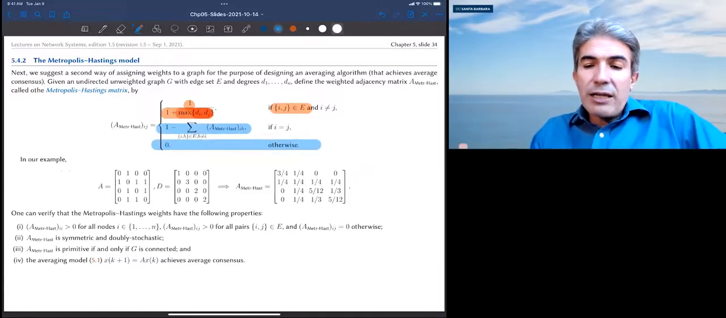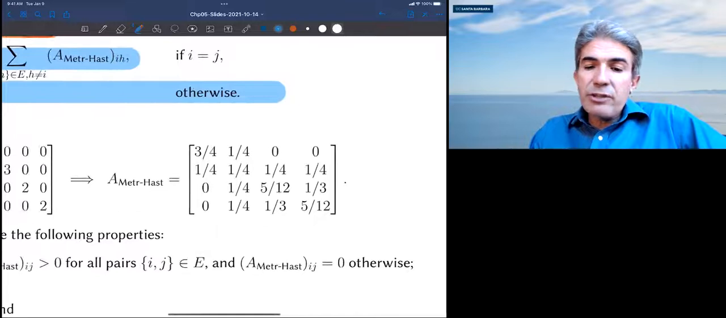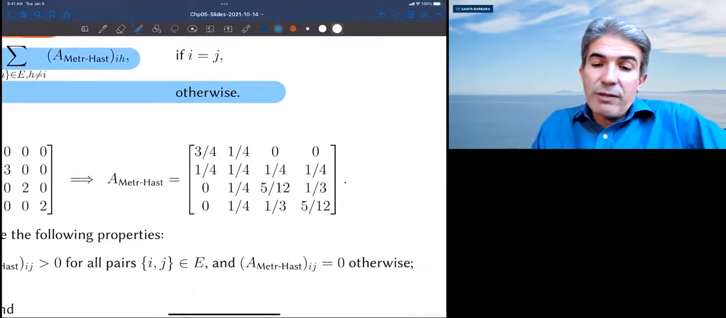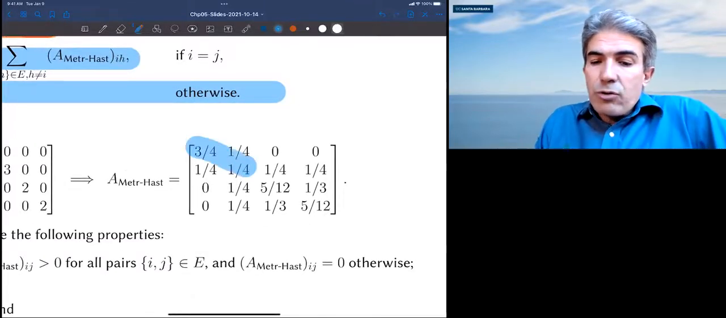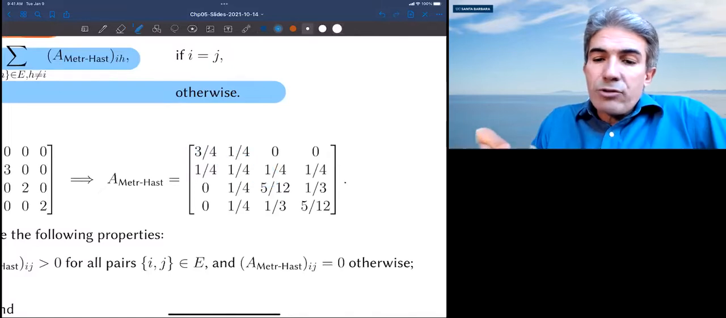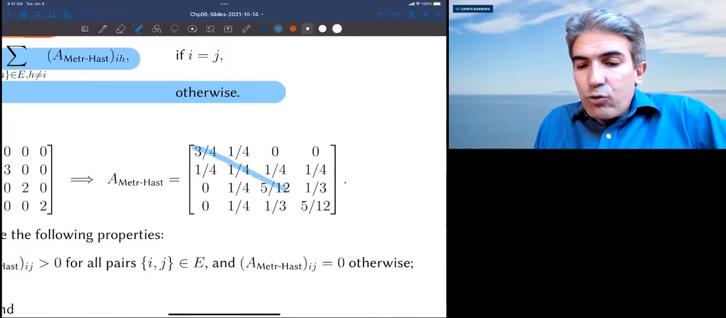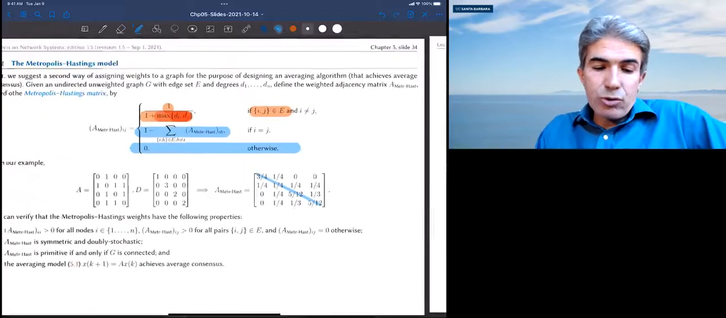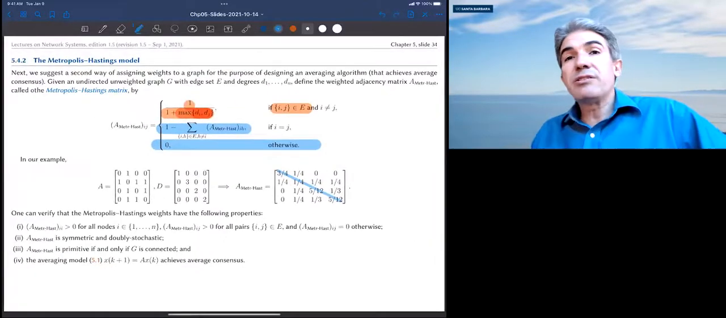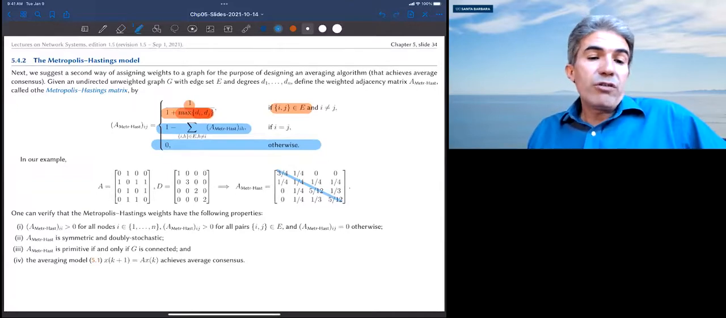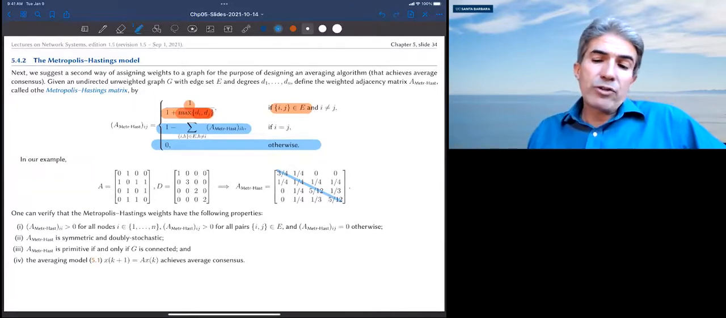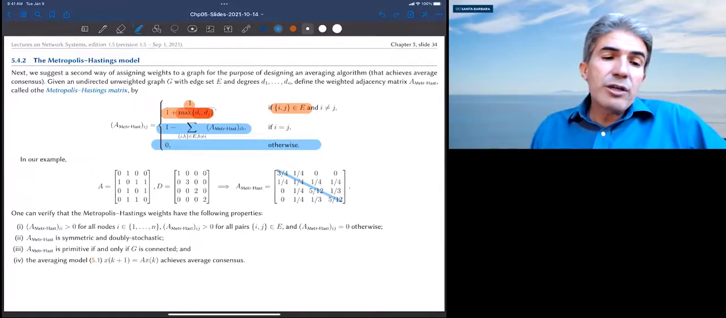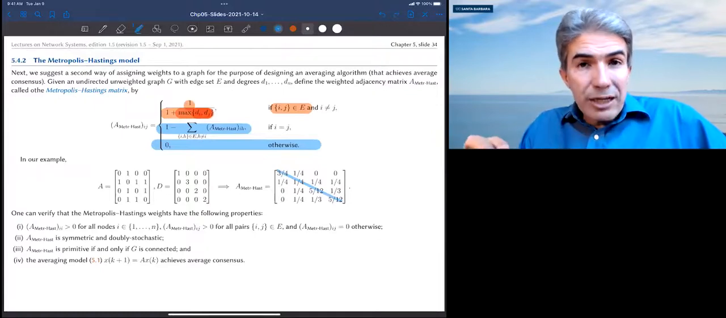If you use this algorithm, you obtain a matrix for the same graph, for the same topology, which has relatively unusual weights on the diagonal. They're perhaps hard to predict, but it is symmetric. And so if it is symmetric, that means that it is doubly stochastic. So if your design purpose was that of achieving average consensus, the Metropolis-Hastings model achieves that.